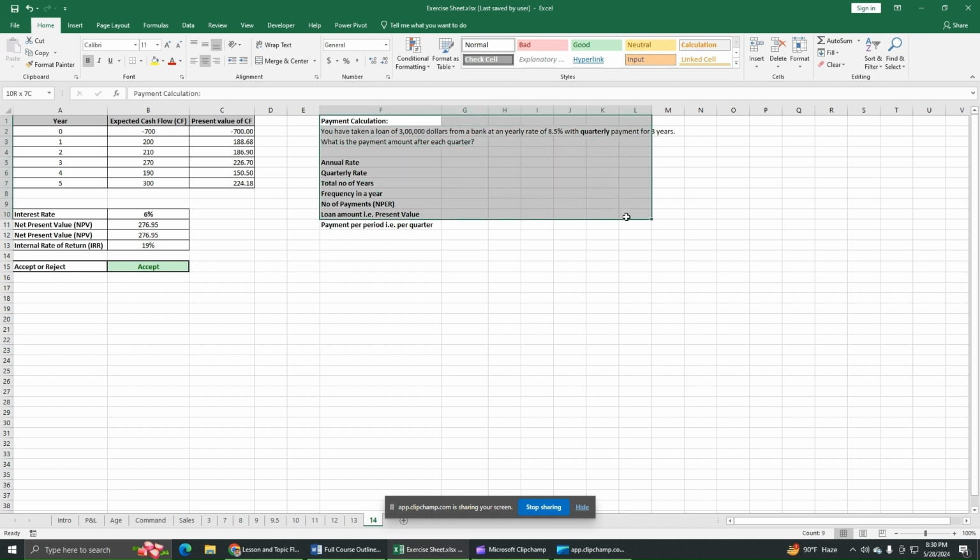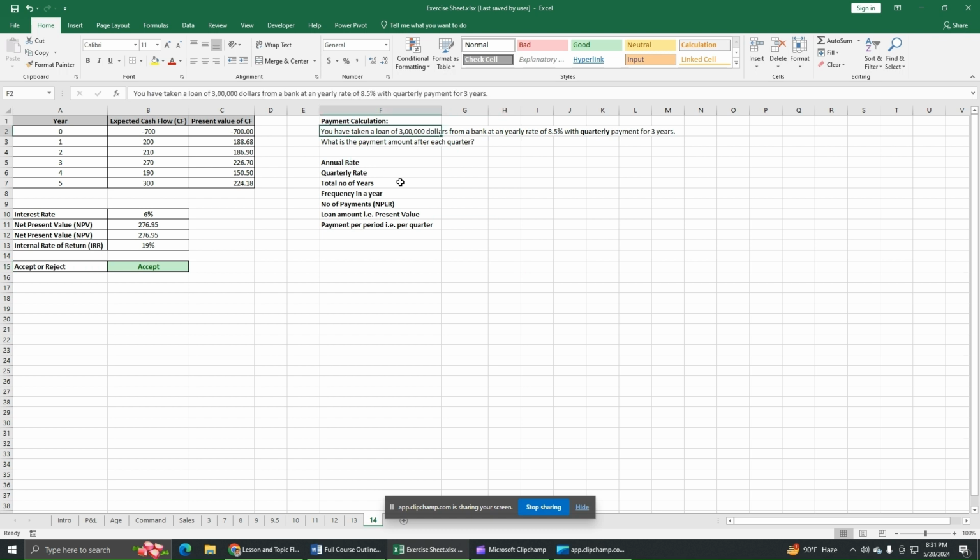This is our data for this tutorial. Here we can see that you have taken a loan of $300,000 from a bank at a yearly rate of 8.5% with quarterly payment for 3 years. The question is, what is the payment amount after each quarter?